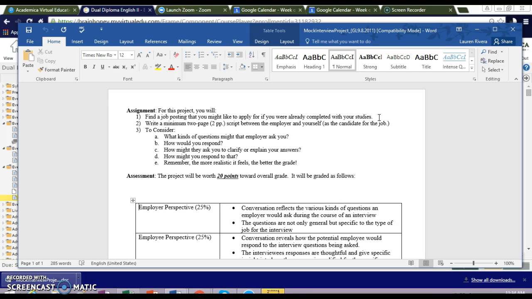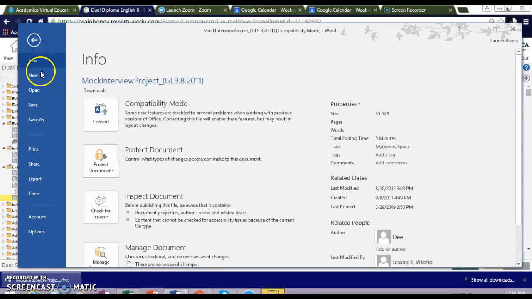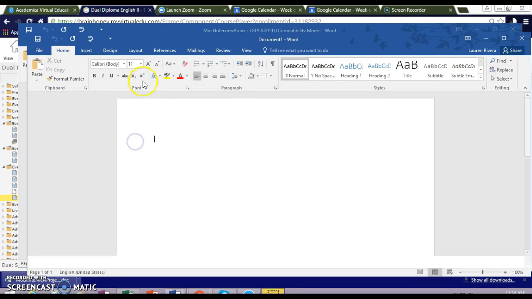So where would you find it? You could look on online websites, you could look in newspapers, anywhere where employment is being advertised. Then you will write a minimum 2-page script. A script is a dialogue. So in a Word document, you would put your name and the name of the employer as the two people speaking. You can open up a new file, blank document, and then your script will look something like this.